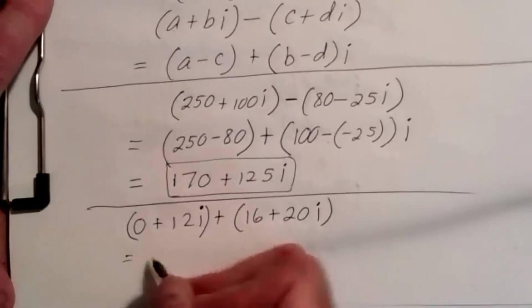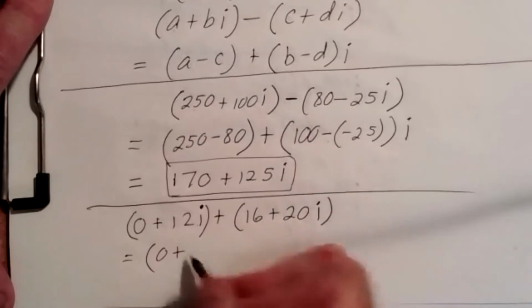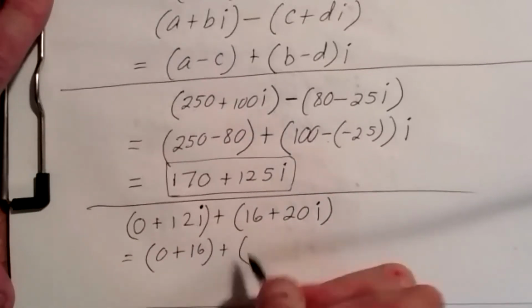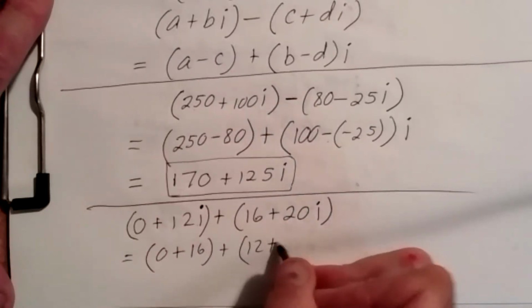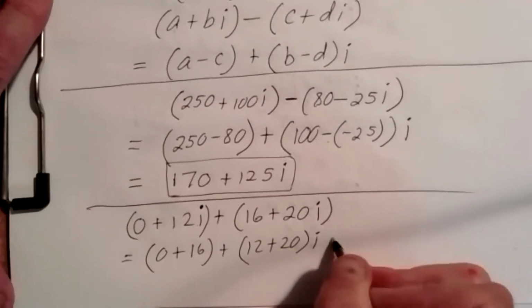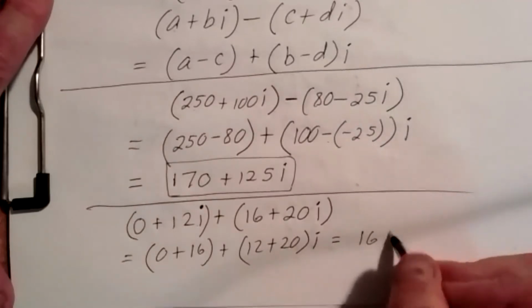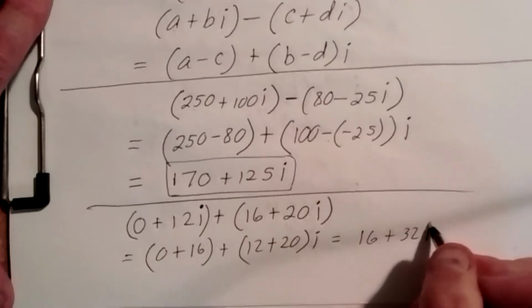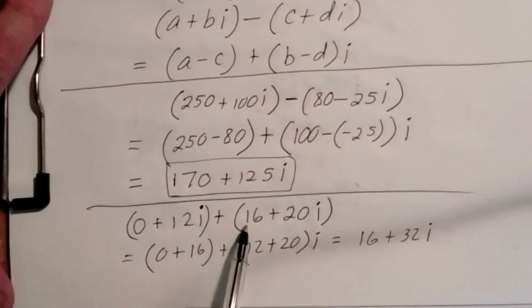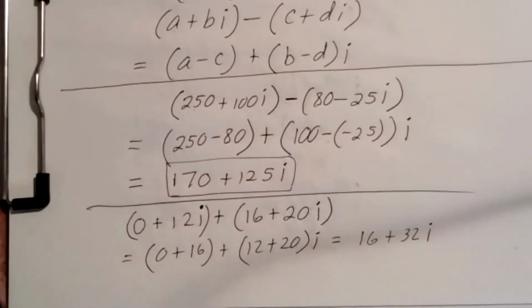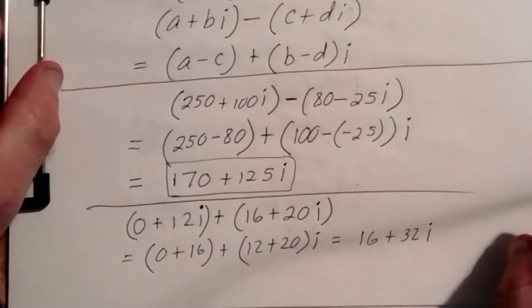All right, so adding these together, we add our real parts together: 0 plus 16. And our imaginary parts get added together, 12 plus 20 of these i's. And so we're going to have 16 plus 32i, and that would be the sum of 12i and 16 plus 20i. Okay, all right, done with that one.